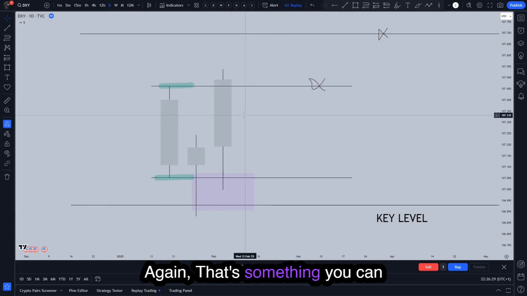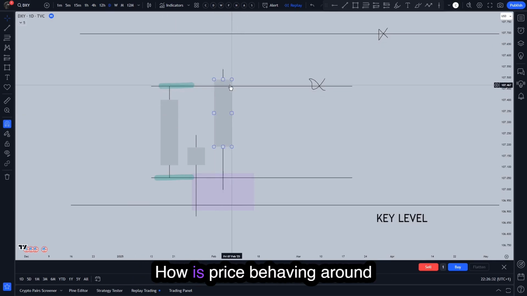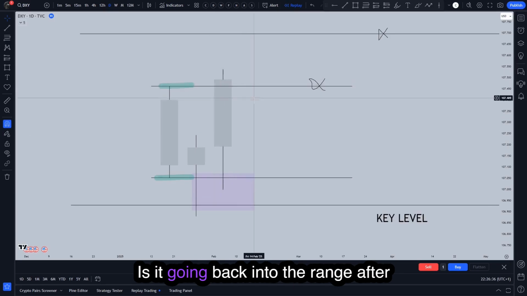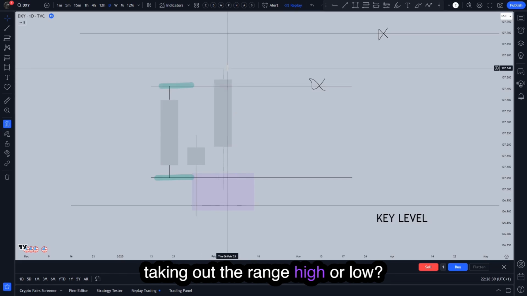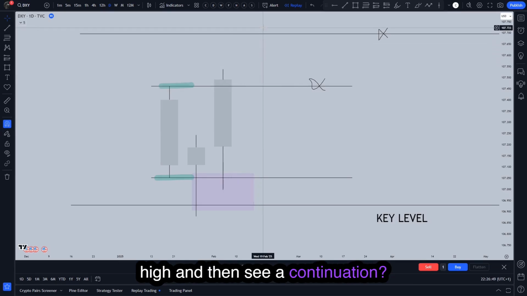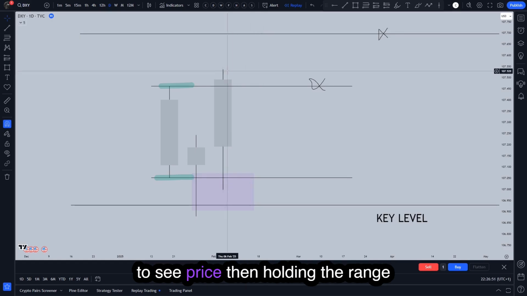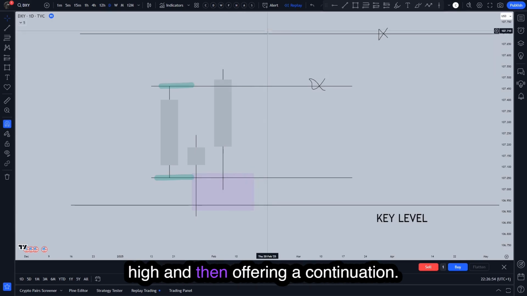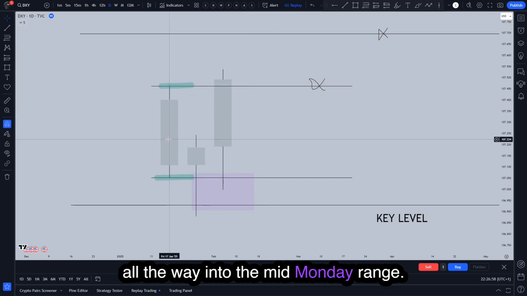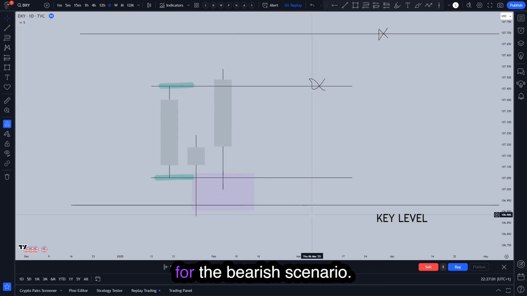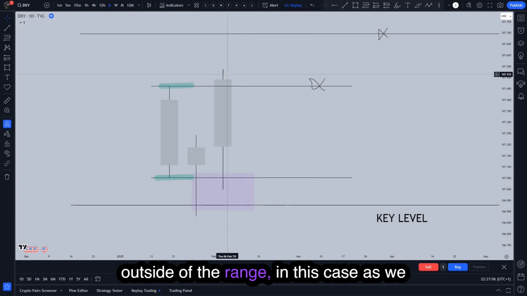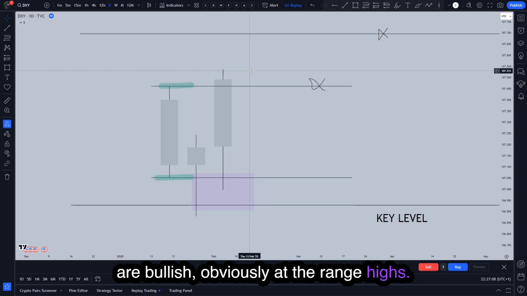Again, that's something you can use the Monday range for as well. How is price behaving around the Monday range high and low? Is it going back into the range after taking out the range high or low? Or is price able to hold above the range high and then see a continuation? Because if you're bullish, you want to see price holding the range high and then offering a continuation. You don't want to see price retracing all the way into the mid-Monday range. And obviously the same applies for the bearish scenario. You want to see price holding outside of the range. In this case, as we are bullish, obviously at the range highs.